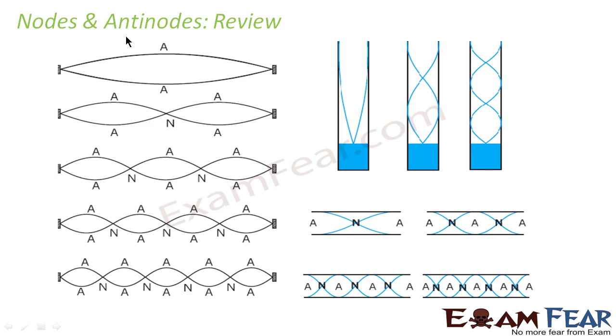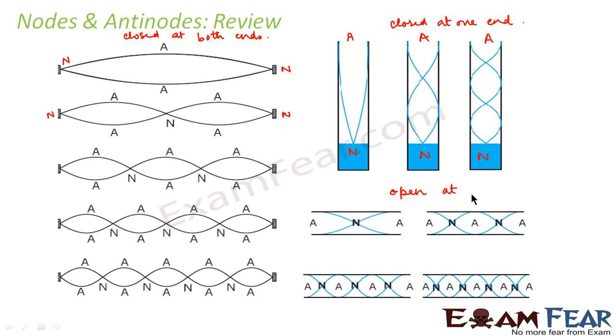The first one is a system which is closed at both ends. So here both ends are closed. That is why you can see for all of them, nodes are formed at both the ends. Similarly, these blue diagrams represent systems which are closed at one end. So you can see that a node is formed at one end, while on the other end, the open end, you have antinodes. And here in the lower half I have represented a system which is open at both ends. Since this system is open at both ends, you have antinodes at both the ends.